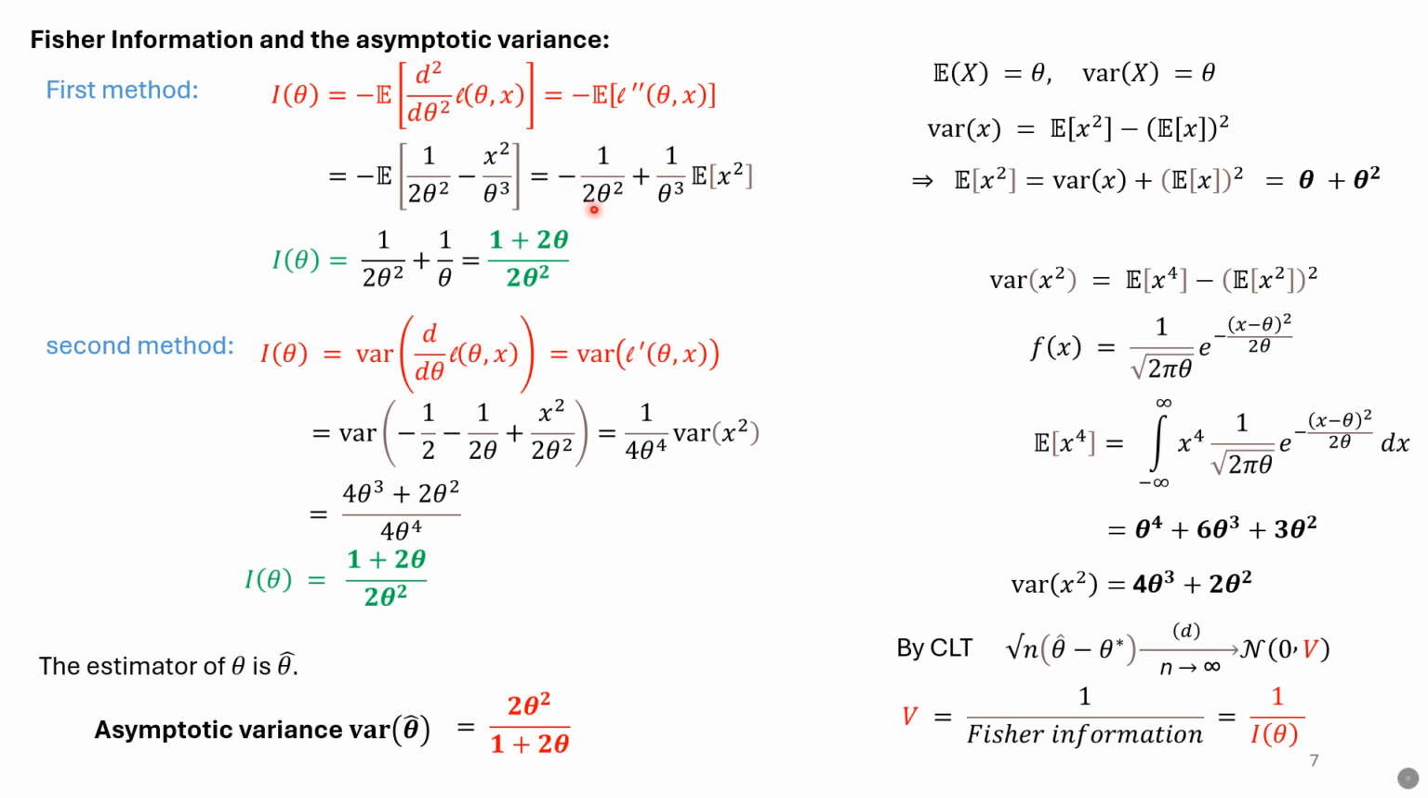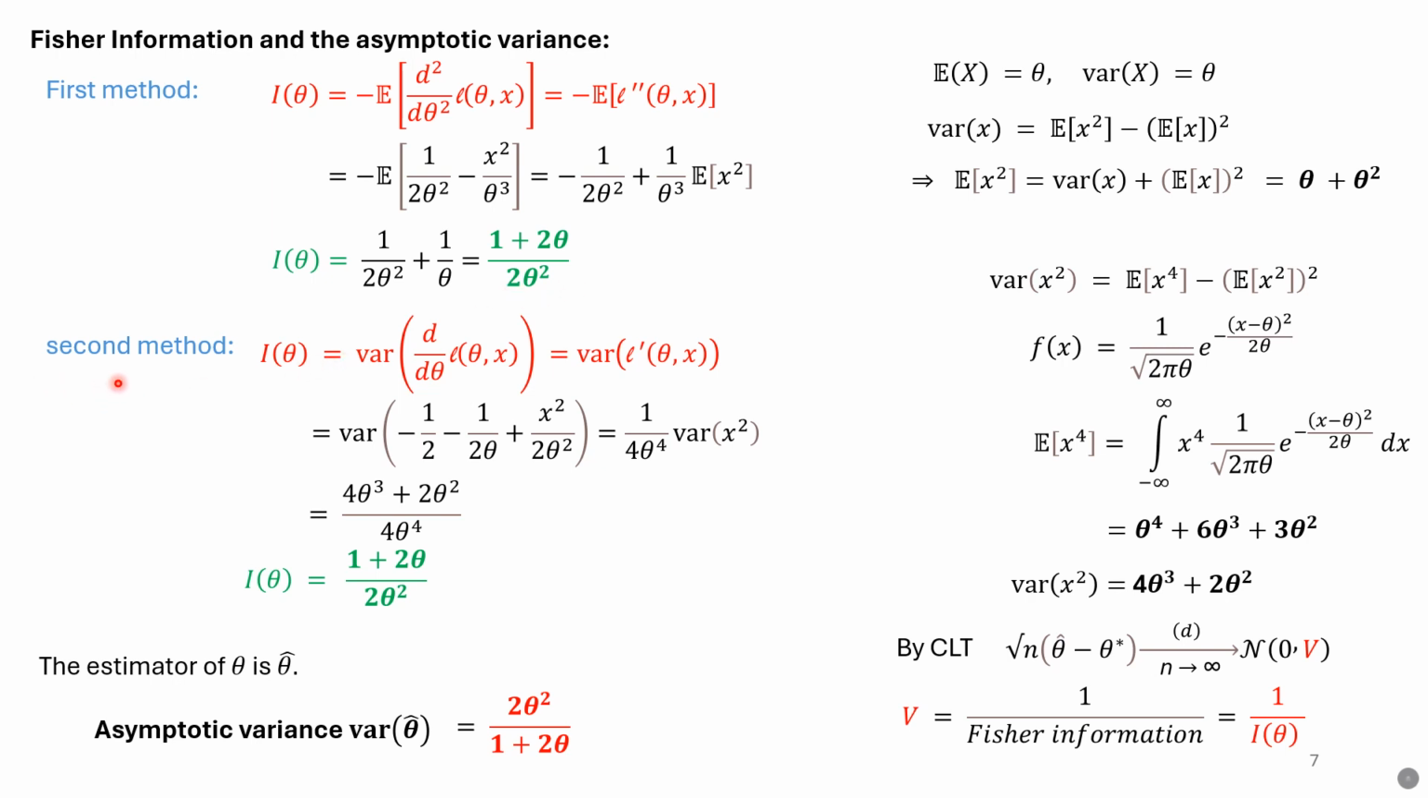Here, negative 1 over 2 theta squared plus 1 over theta to the power 3 times the expected value of x squared. We know the expected value of x is theta, the variance of x is theta, and this is the formula to compute the variance of x. But I need the expected value of x squared. Therefore, I have to rearrange this expression. Expected value of x squared equals variance of x plus the expected value of x, quantity squared. So I know the variance and the expected value. Finally, I get theta plus theta squared for the expected value of x squared. Now, Fisher information I theta equals 1 plus 2 theta over 2 theta squared.